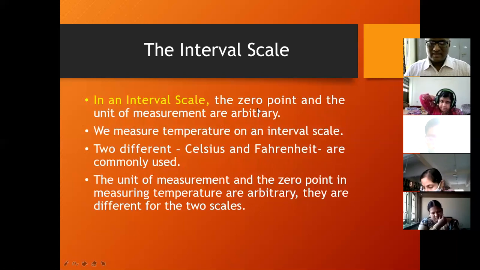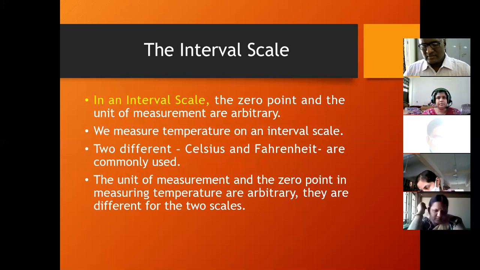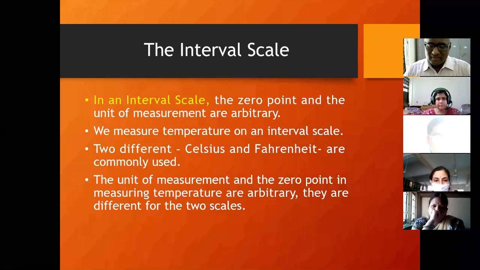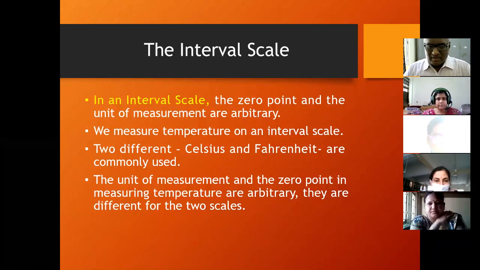So this way we understand it. We measure temperature on an interval scale. You are all sitting inside the room. Outside, what is the outside temperature and inside temperature? Definitely you are sitting under the fan, or you have put the AC on inside the room. Inside temperature definitely varies with the outside temperature.